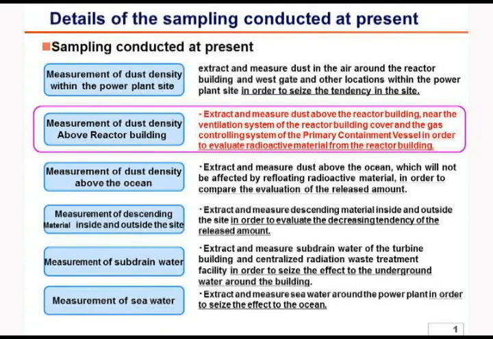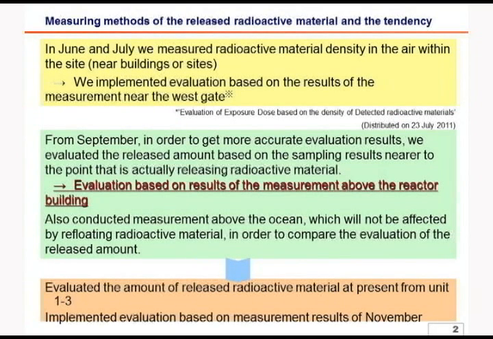Today, we will explain the results of the dust density measured over the reactor buildings and how we evaluate the current emission amount of radioactive materials based on the results. First of all, I will explain how we check the emission amounts and their variation. Since July, we have been evaluating the emission amount of radioactive materials from the reactor buildings.